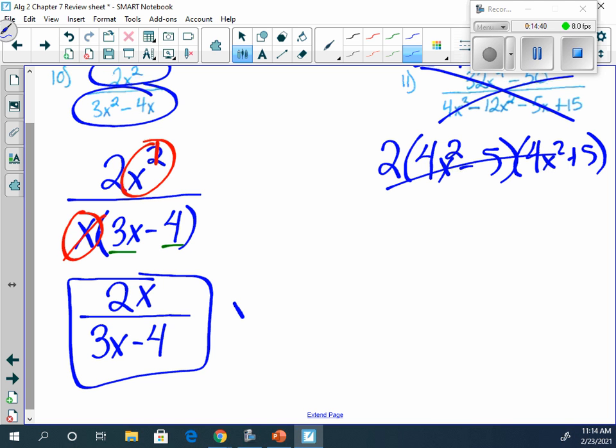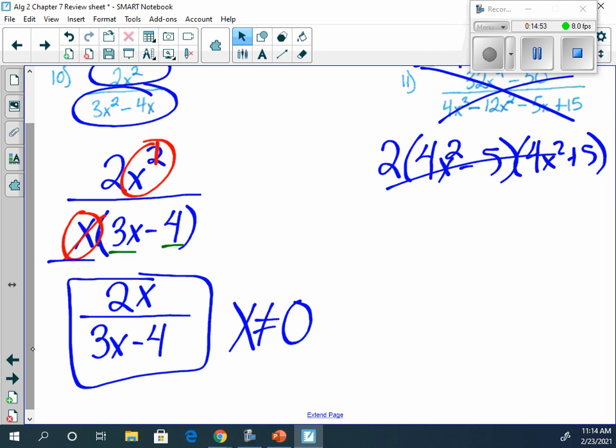Now we would have one restriction. Because we had an x simplify out of the denominator and numerator, but mainly in the denominator, x cannot be 0. Because whenever we just have the variable by itself, x cannot be 0. So any questions on any of this here so far?